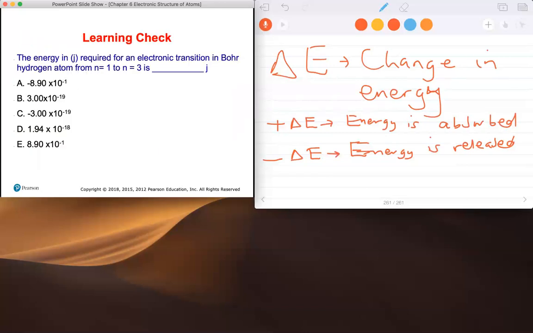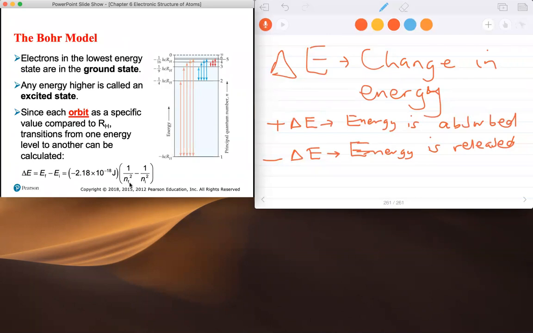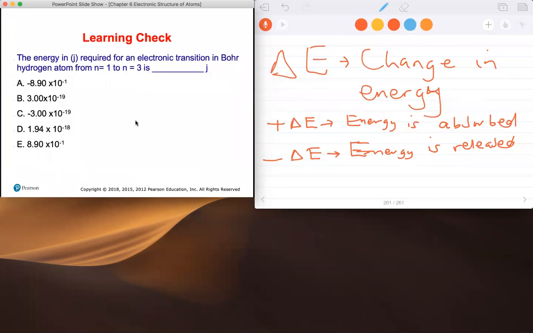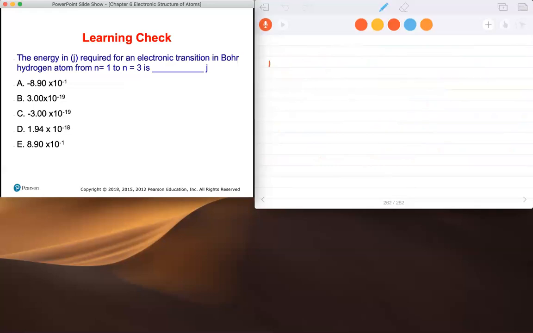And with that, let's see how we're going to use that equation. All right. The energy in joules required for an electron transitioning in hydrogen. Remember, we're still in hydrogen. From n equals 1 to n equals 3. So we're just going to plug in this equation, all right? Our initial is 1, our final is 3. With that, we know change in energy is given by negative 2.18 times 10 raised to negative 18 joules into 1 over 3 squared. This is our final.